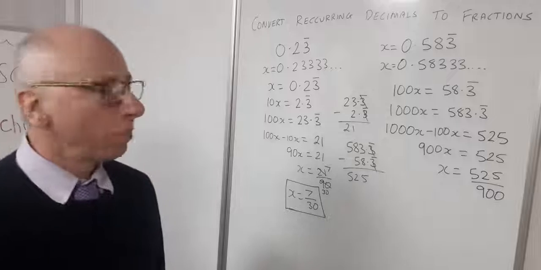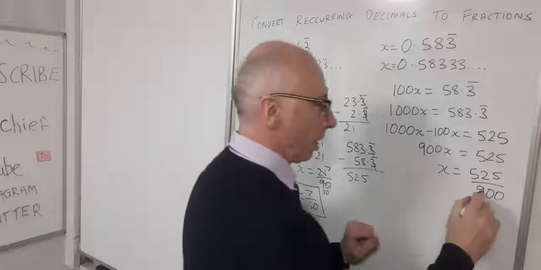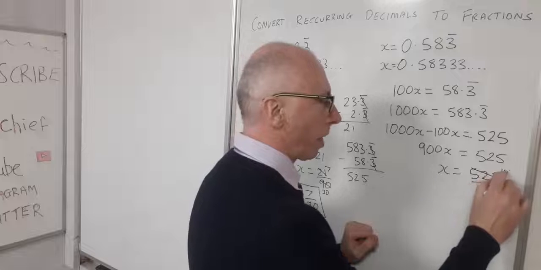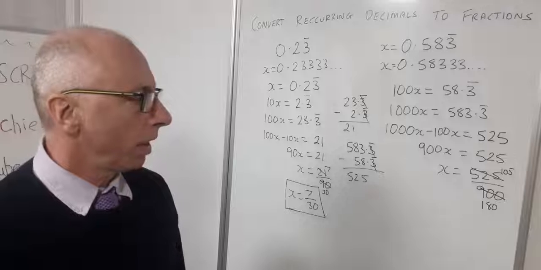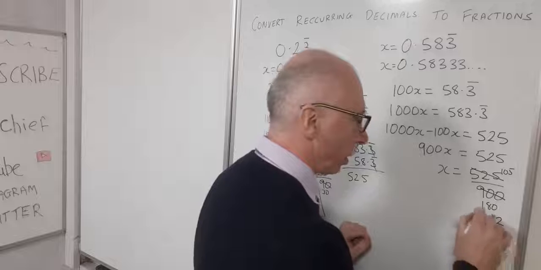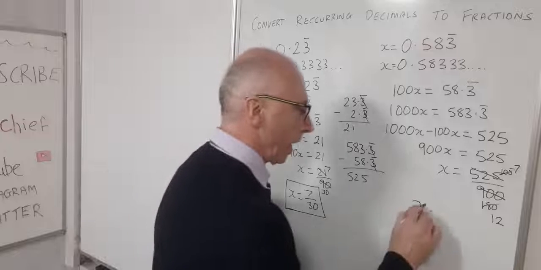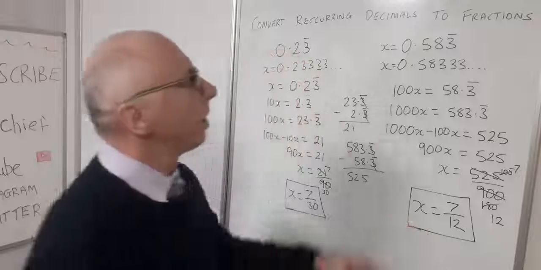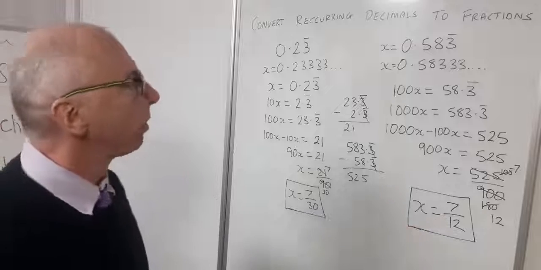And now let's see if I can simplify this off. So 5s will definitely go. So 5s into 900 go 180. 5s into 525 go 105. Now what can I divide by this time? Well, I can see 15 actually. 15s into 180 go 12, and 15s into 105 goes 7. So now I'm left with x equals 7 over 12. So that's what my 0.583 recurring is. It's just left as 7 over 12.